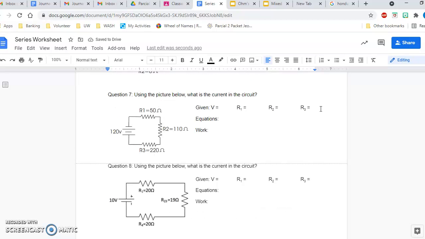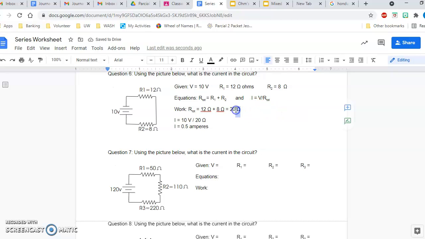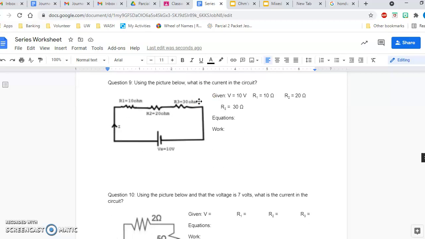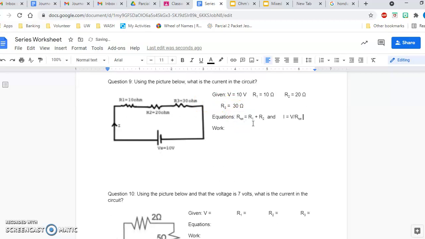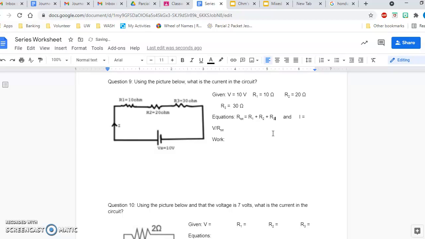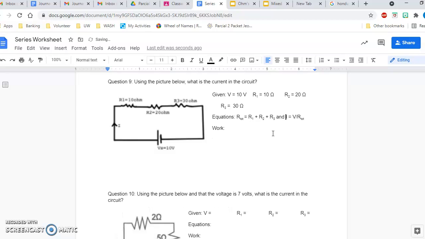Our equations are going to be the same, so I'm actually just going to steal them from up here. We will have to add an extra R because we have 3 R's, but that's okay. So we're going to steal them from up here and say plus R3, and then we're going to go through the same steps.